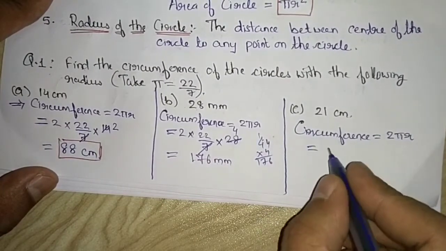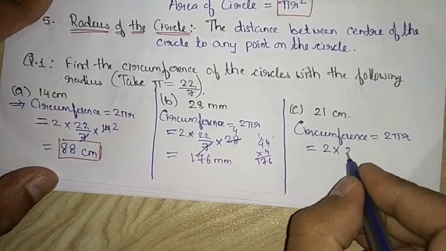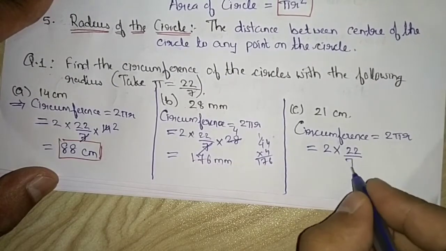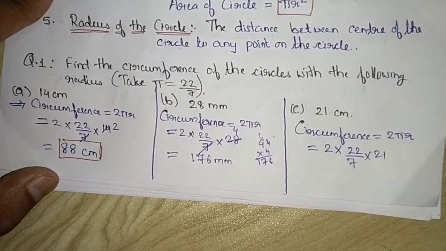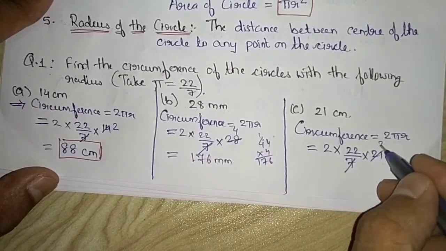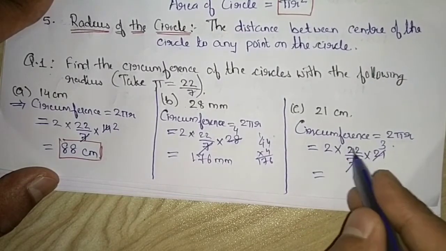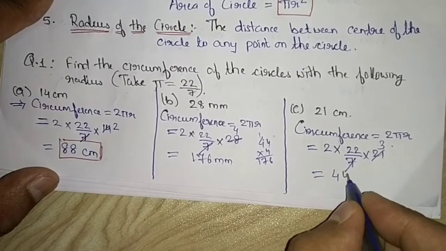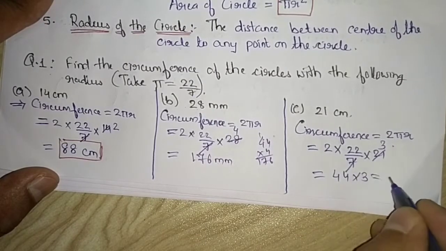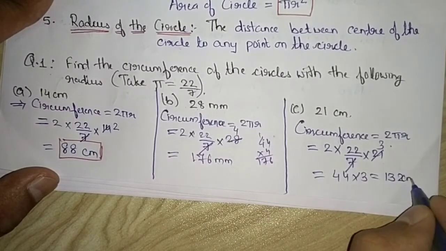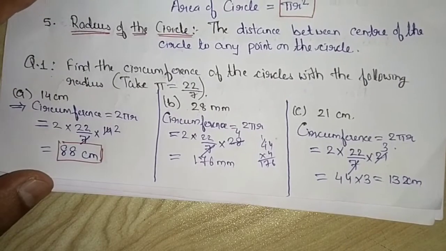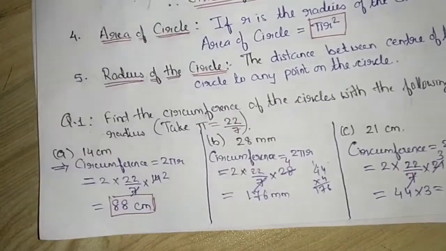Now moving to the third part, 21 centimeter is the radius. So we will put it in the formula of circumference. It is 2 pi r, into 21. 7 ones are 7, 7 threes are 21. 2 into 22 will give me 44. 44 into 3 will give me 132 centimeter. Hope you have understood question number 1.